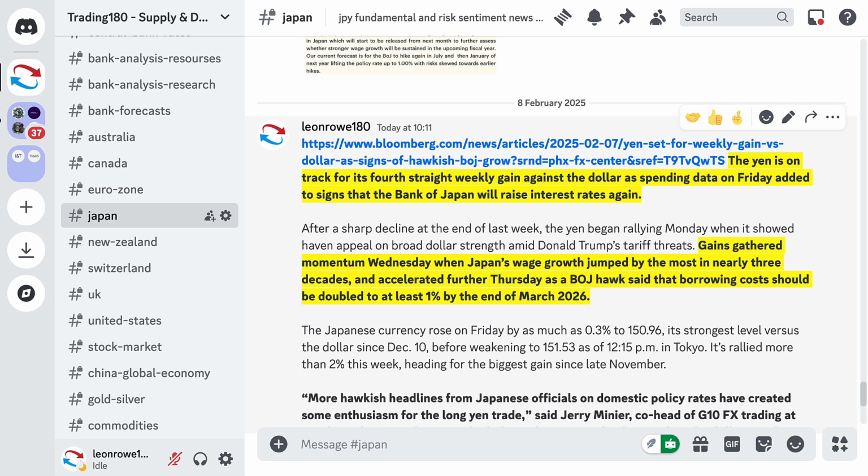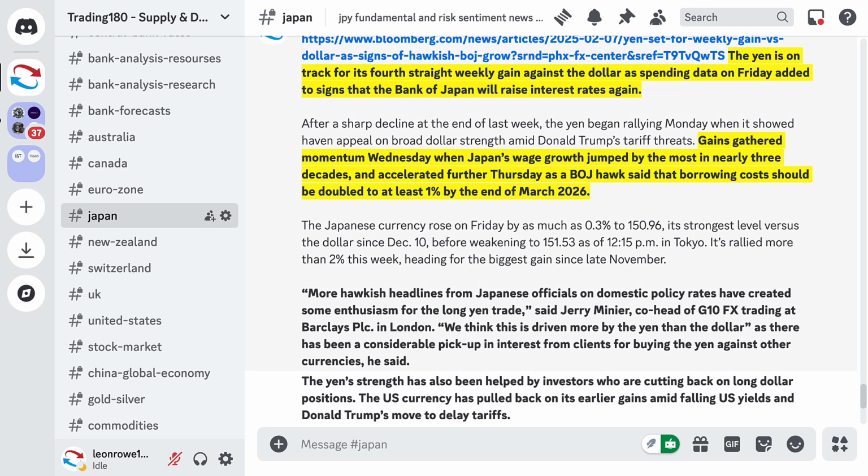So it says here as well, just quickly, the more hawkish headlines from the Japanese official on domestic policy have created some enthusiasm for the long trade, says Jerry Minia, co-head of G10FX trading at Barclays PLC in London. We think this is driven more by the yen than the dollar, as there has been a considerable pickup in interest from clients in buying the yen against other currencies, he said.